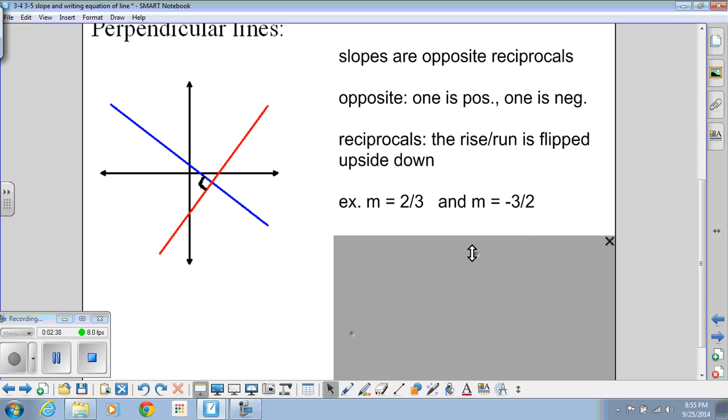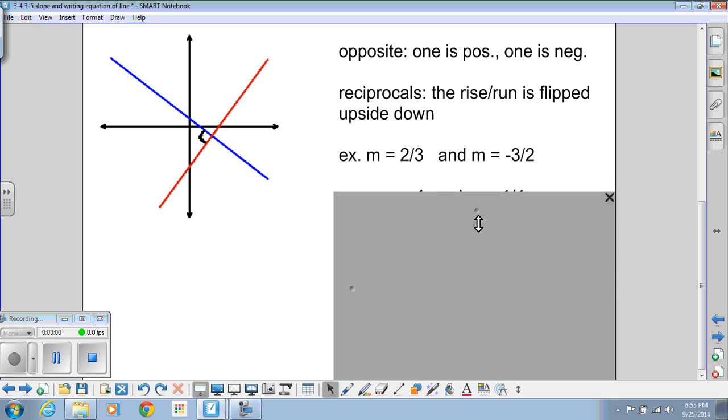So that fraction gets flipped around. So for example, if this red line had a slope of 2/3, then this perpendicular blue line would have to have a negative slope, and that fraction would have to be flipped around. So it would have a slope of -3/2. So notice that this one's positive, this one's negative, and those fractions are flipped upside down from each other.